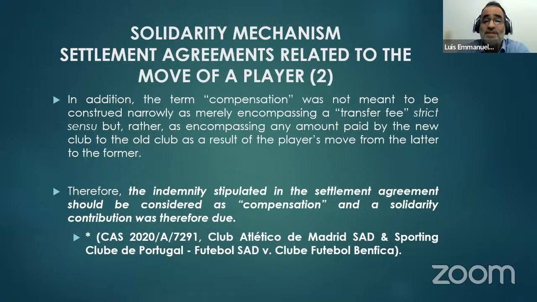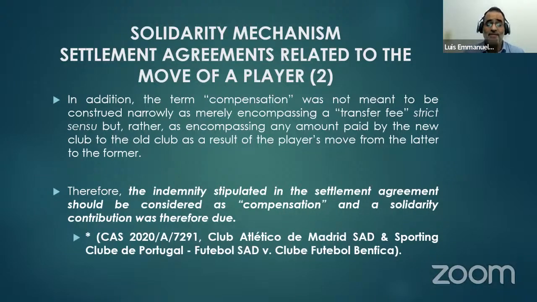In addition, the term compensation was not meant to be construed narrowly as merely encompassing a transfer fee, but rather as encompassing any amount paid by the new club to the old club as a result of the player's move from the latter to the former. So it doesn't need to be necessarily a transfer, and the compensation doesn't have to be necessarily a transfer fee, but any sum paid as a consequence of a player moving from a club to another one. The indemnity stipulated in the settlement agreement should be considered as compensation, and a solidarity contribution was therefore due.